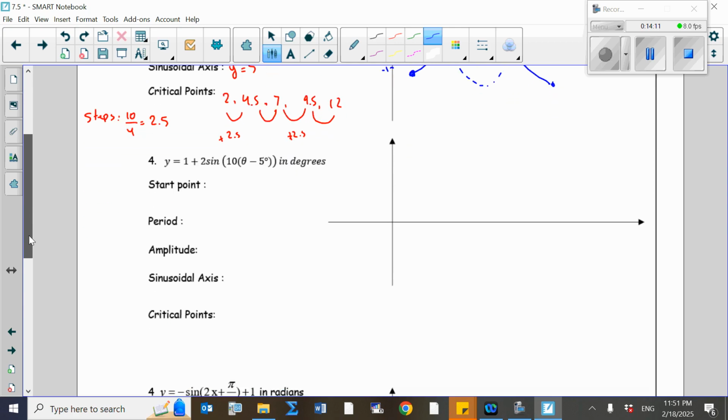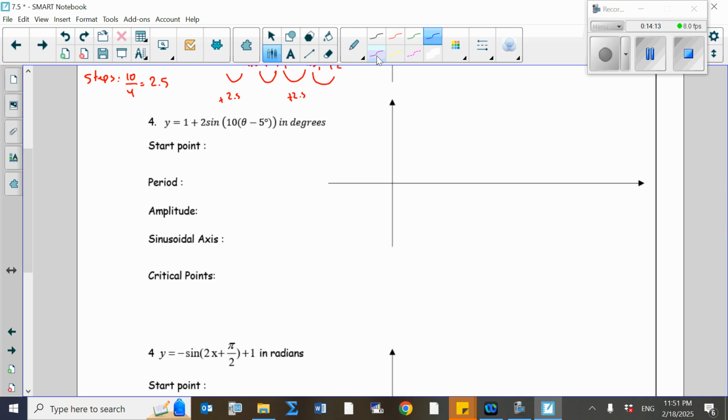Okay, let's look at the next one. Again here, this 1 is going to move the function up 1. This is the vertical stretch. The 2 is vertical stretch. So the amplitude will be 2. The up 1 will change the sinusoidal axis to y equal to 1. This is going to move your function 5 right. So start point will be 5 on the x-axis.